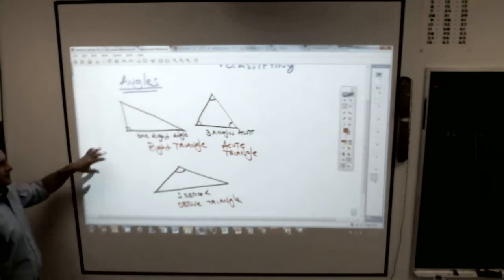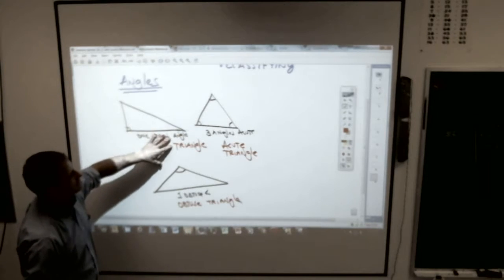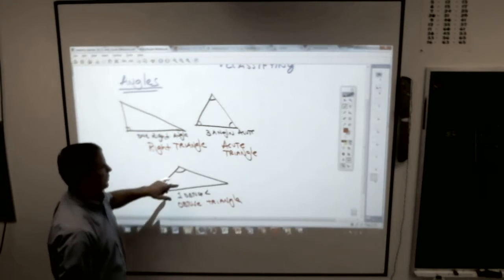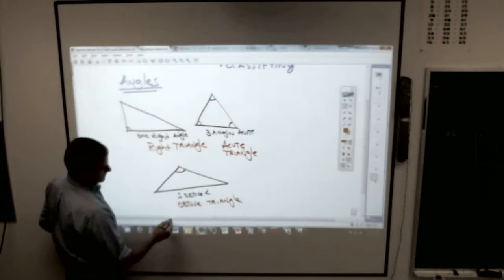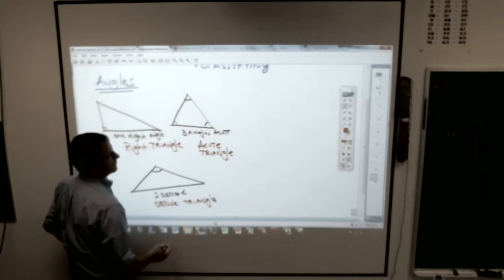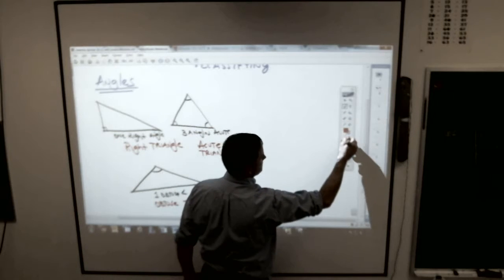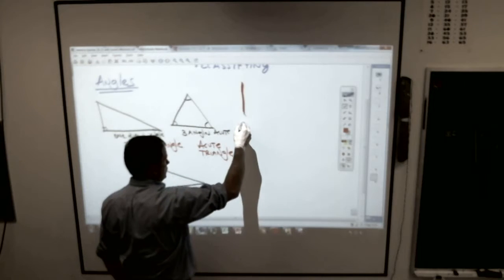So you can classify triangles based on their angles. Either it has one right angle and it's a right triangle, three acute angles and it's an acute triangle, or one obtuse angle and it's an obtuse triangle. Now this over here, these are a little more confusing. Get a big dividing line here.